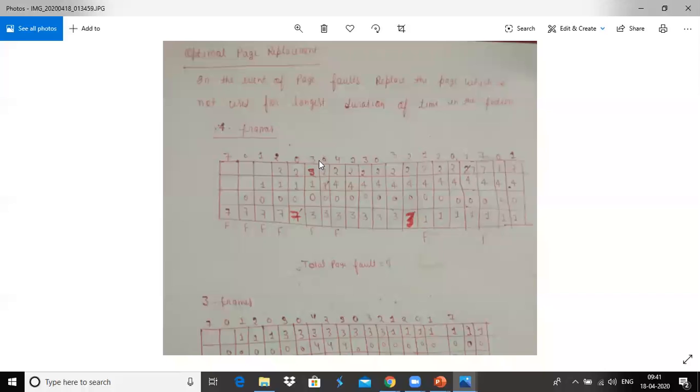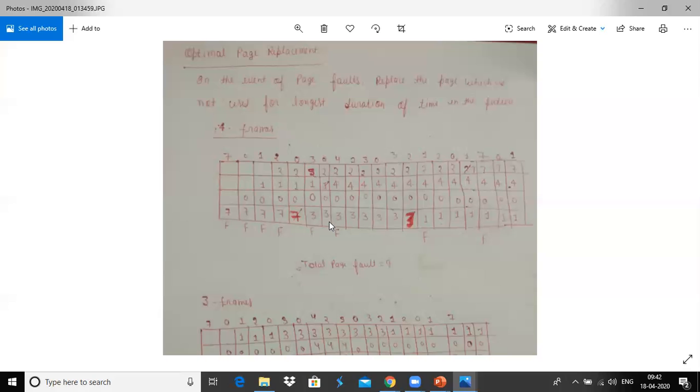Again a request for 0 occurs, but this 0 is already in the given frames. So for 0, no page fault. Again a request for 4 occurs, but these frames are already filled. This page you will replace. Again apply the optimal page replacement algorithm.